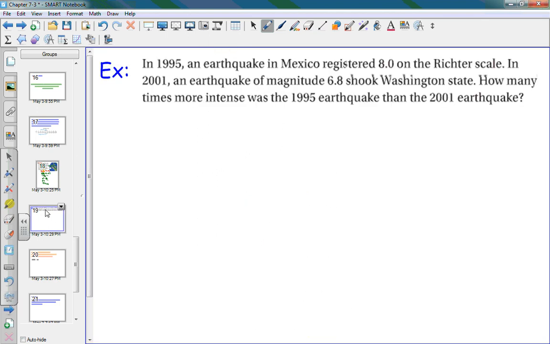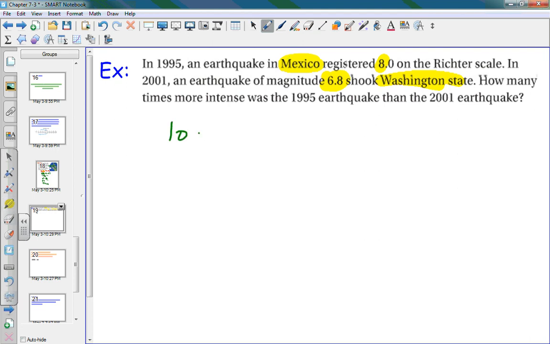Now, going on to the next earthquake problem. In 1995, an earthquake in Mexico registered 8 on the Richter scale. In 2001, an earthquake of magnitude 6.8 shook Washington State. How many times more intense was the 95 earthquake in Mexico than the 2001 earthquake in Washington State? Well, what do I need to know? I need to know what it was in Mexico, which was an 8, and then what it was in Washington, which was 6.8, correct? That's what I need to pull out of there.